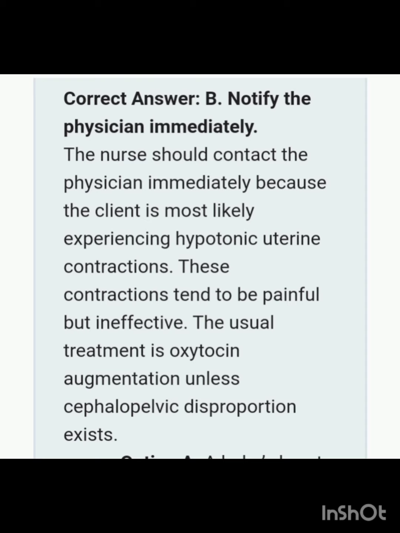The usual treatment is oxytocin augmentation unless cephalopelvic disproportion exists. If cephalopelvic disproportion is not there, augmentation is nothing but increasing the uterine contractions. We can administer oxytocin to the patient, and by that it increases the uterine contractions and also the cervical dilatation.